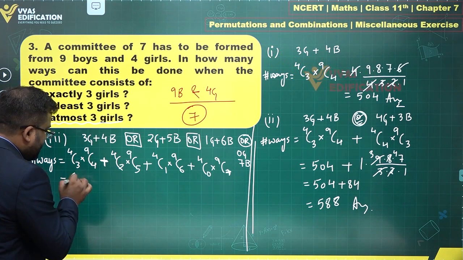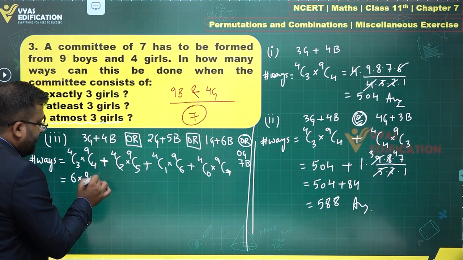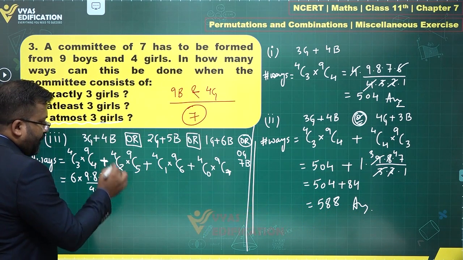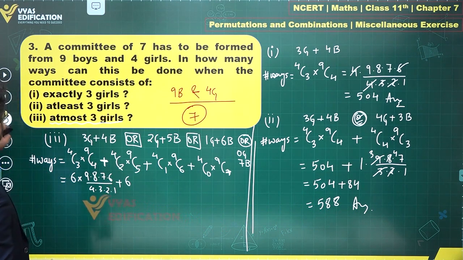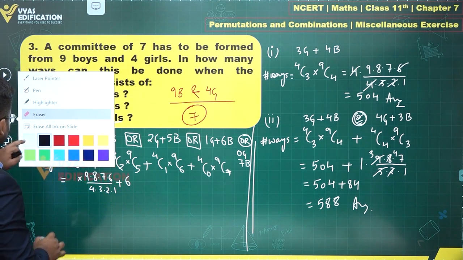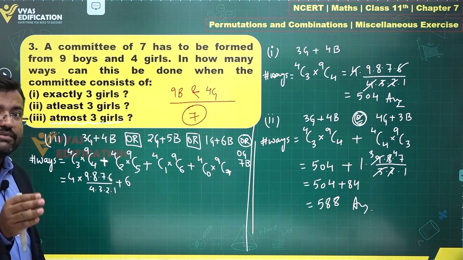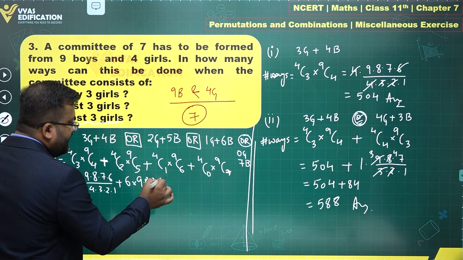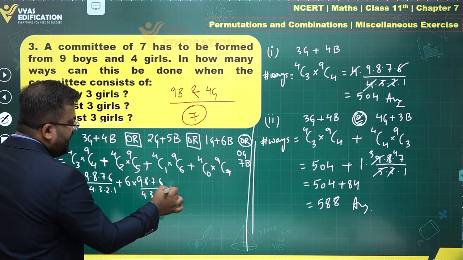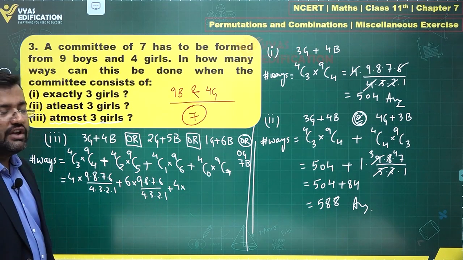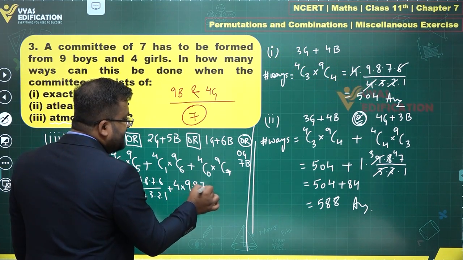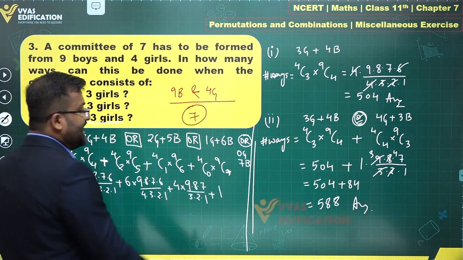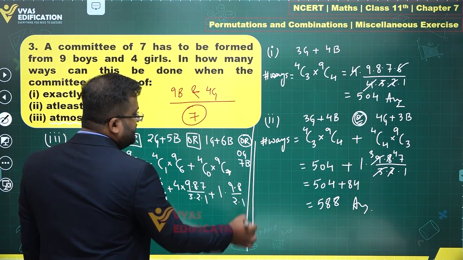So this is actually 4C3 is 6, 9C4 will be 9, 8, 7, 6, 4, 3, 2, 1. 4C2 is, sorry, 4C3 was 4, not 6. This is 4. 4C2 is 6, that is 4 times 3, 12 upon 2, 6. Times 9C5, which is same as this is 9, 8, 7, 6, 4, 3, 2, 1. Plus 4C1 is 4, 9C6 is what? 9C6 is same as 9C3, 9, 8, 7 over 3, 2, 1 plus 4C0 is 1 and 9C7 is same as 9C2, which is 9 times 8 over 2 times 1. This is what you have.